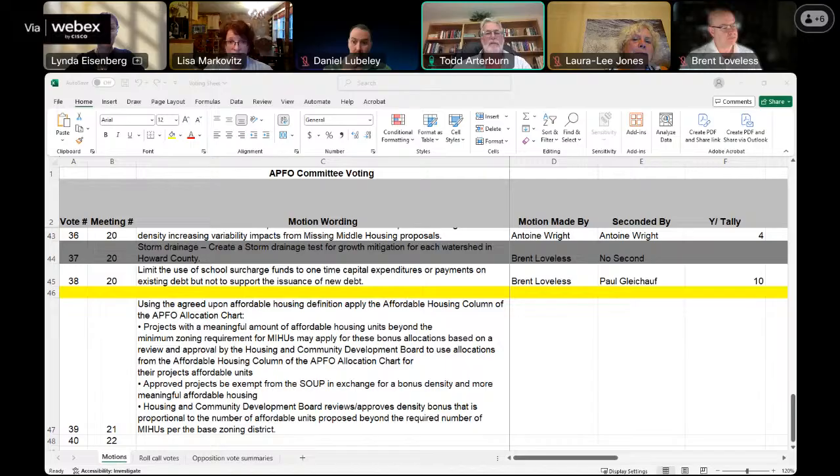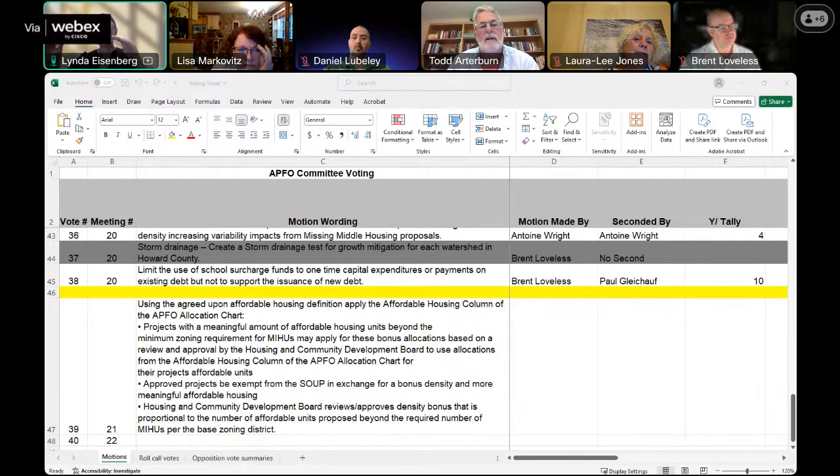But I think this goes kind of to Brent's point. I'm not clear on exactly what this means and what they're asking for. There's a whole bunch of words that aren't defined. And I understand we're not writing code, but I'm not sure what we're voting on. I'm not even sure what the underlying meaning of this is, as opposed to the language itself. So is the meaning that they're asking to be exempt from the SOUP, and in exchange for being exempt from the SOUP, we're going to provide more density, a higher density, and they're going to do more affordable housing than is required?